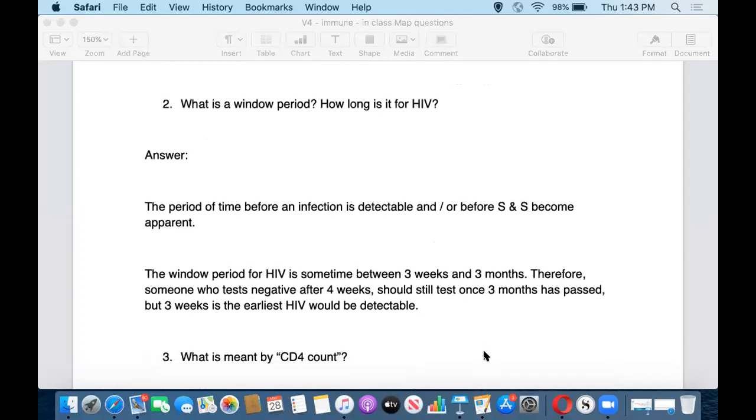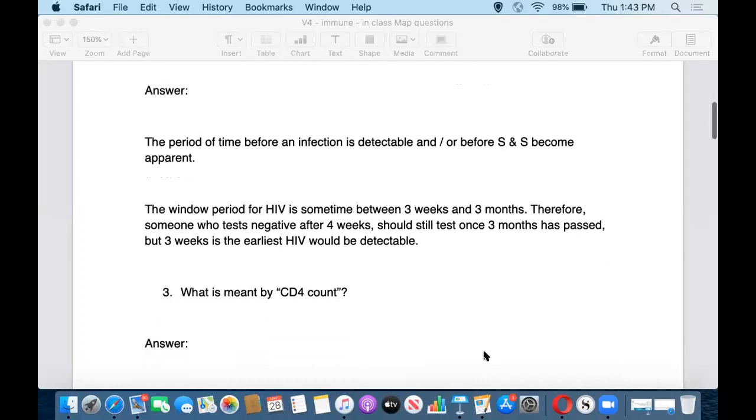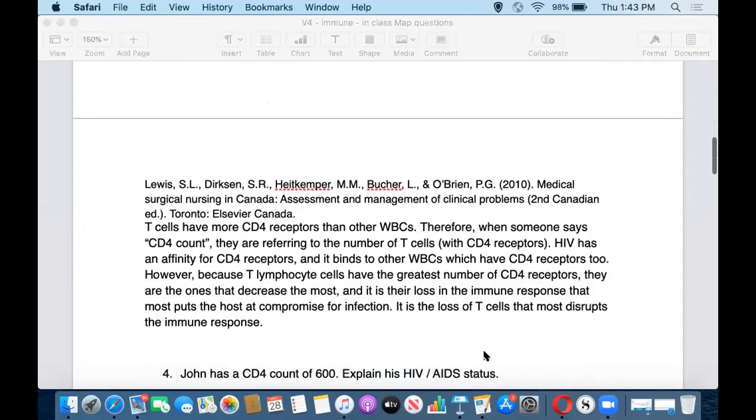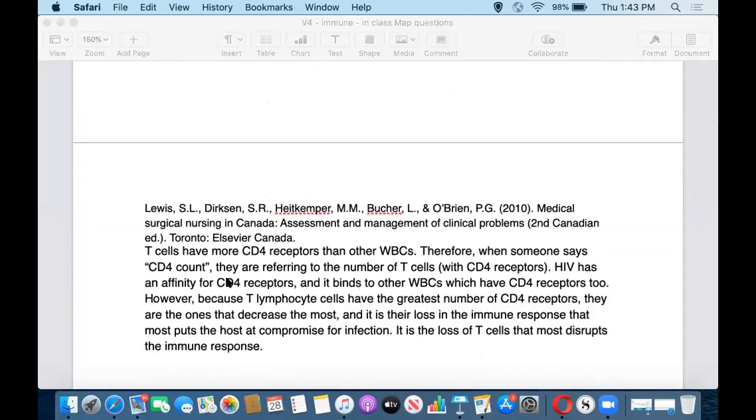Question number 3, what is meant by CD4 count? First, an explanation here, and then we'll look at a picture. So T cells have the CD4 receptors on them. So they have the greatest number of CD4 receptors. And so when we talk about CD4 count, in essence, we're talking about T cells, which are important cells in the immune response.